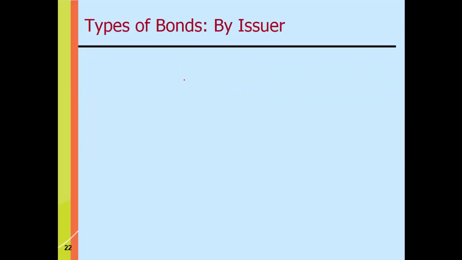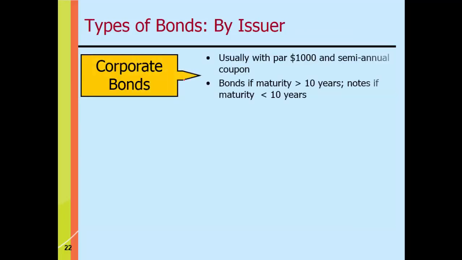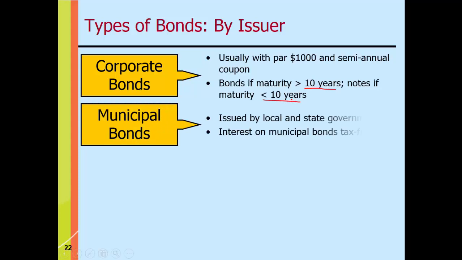And then we'll wrap up bonds just by looking at a few different kinds of bonds. Corporate bonds, as I mentioned, par 1,000, semi-annual coupon. They're called bonds if they have a more than 10-year maturity. They're called notes if it's less than 10 years. I think I've referenced that terminology with respect to treasuries.